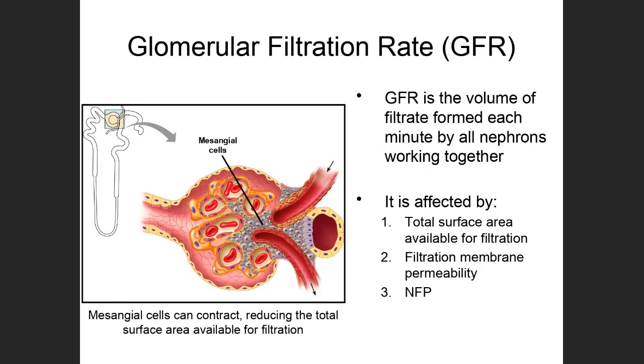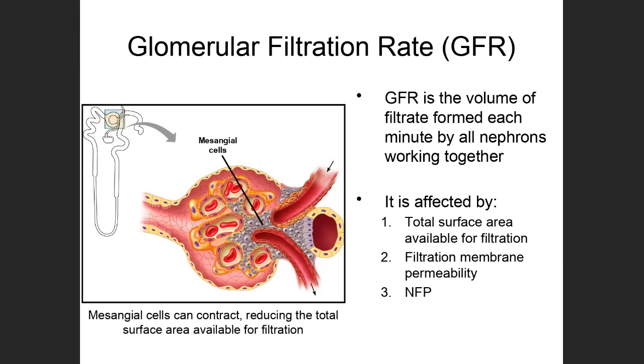So the things that affect this are the total surface area available for filtration, the filtration membrane permeability, and the NFP. And I want to use this diagram over here to talk a little bit about what each of those things are. So if you look at this diagram, we're taking this area of the glomerulus, glomerular capsule. Here's that afferent arteriole, the glomerulus itself, efferent arteriole there. And we've cut it so that you can see the internal structures.